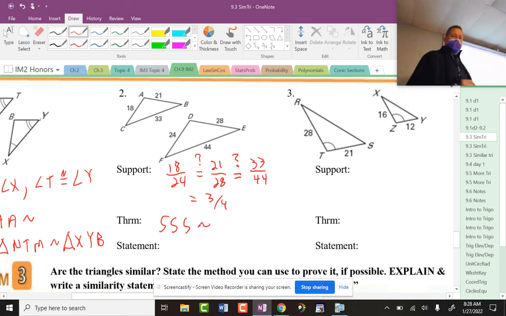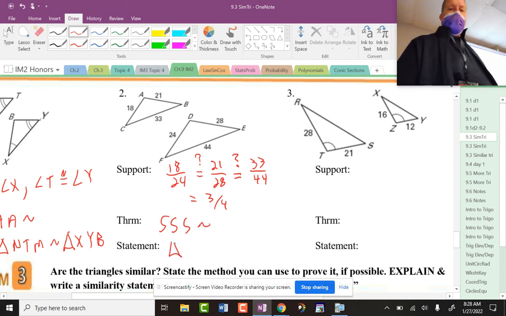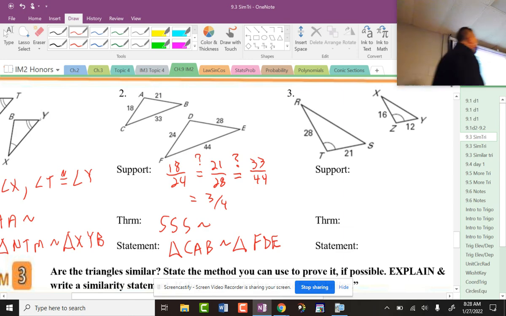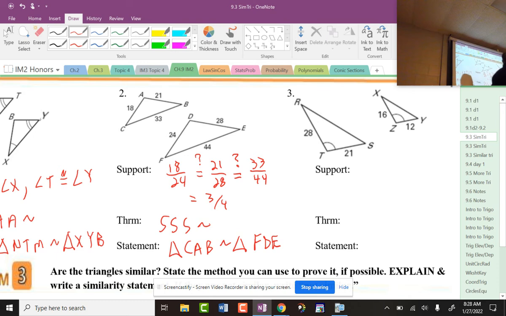similarity, and then the statement would be CAB. Very simple. These are in order. There's no flip-flopping. Is similar to FDE. So establishing that they are similar, then we can move on. 827. Okay, last one. I don't have time to write this down. SAS. But you have to prove 28 over 16 does equal 21 over 12, and it should.